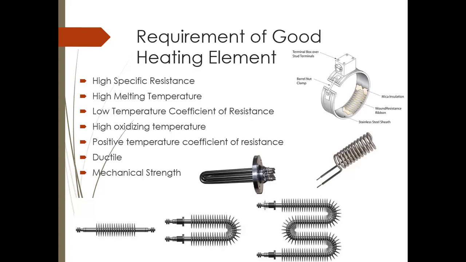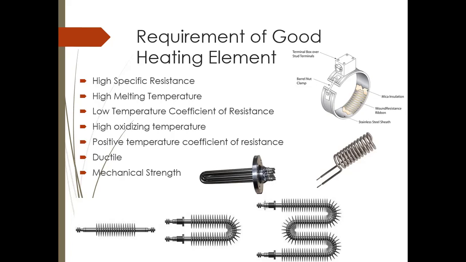There are different requirements for a good heating element. According to these requirements, indirect resistance furnaces use many different types of heating elements for producing heat. And a good heating element which is used in these methods of indirect electrical heating will have some properties, and some of those properties are listed here.